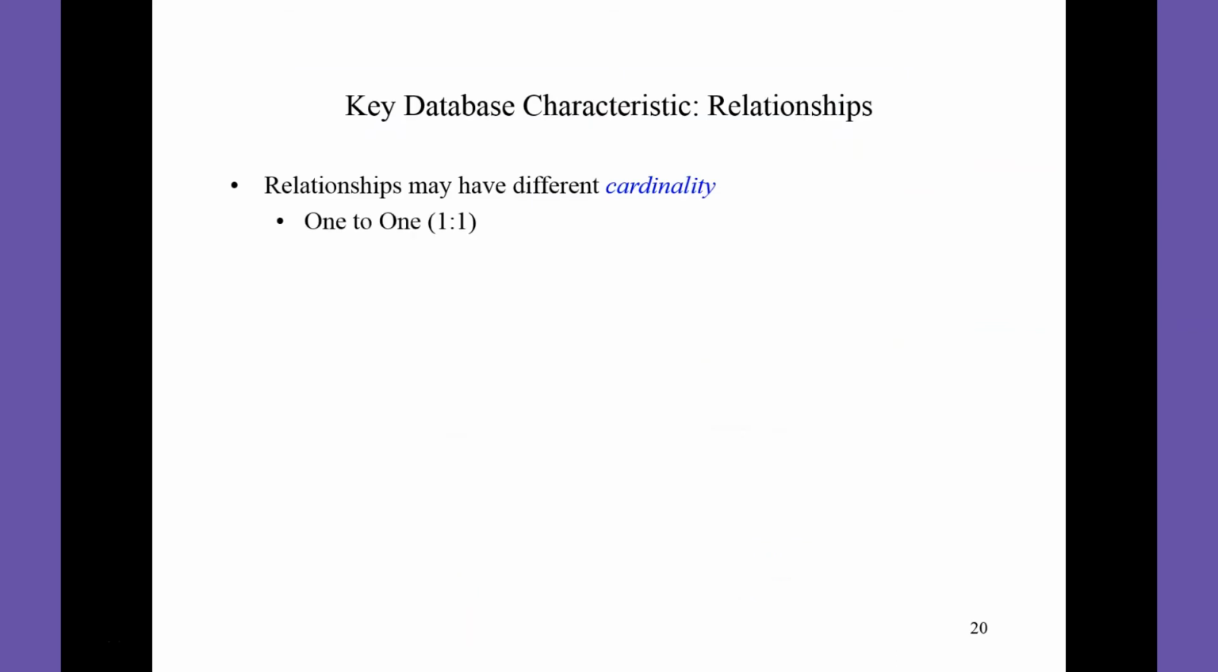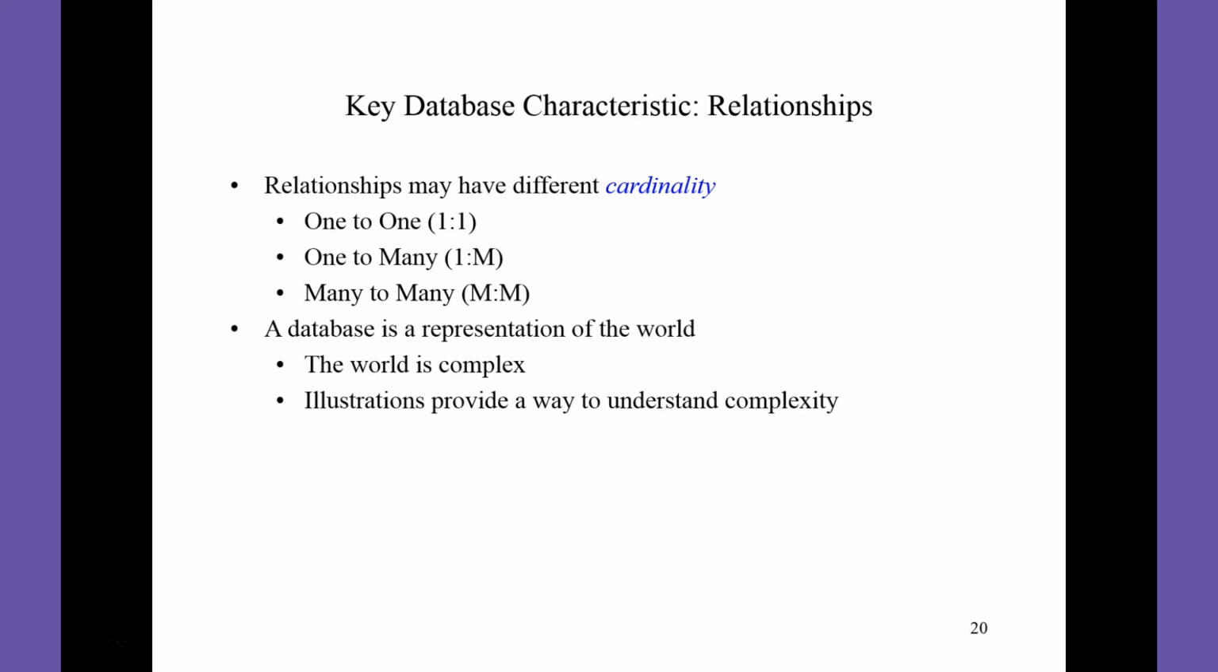Previously, we noted different cardinalities might exist: one-to-one, one-to-many, many-to-many. A database is a representation of the world, and some aspects of the world are quite complex. Hence, by providing an illustration or an entity relationship diagram, we can allow people to better understand this complexity.